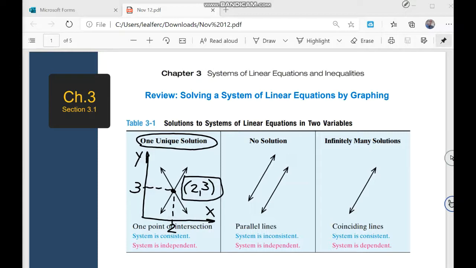There's another possible situation, another case, where you're going to have parallel lines. If the lines are parallel, they have the same slope. They don't touch each other. They're not going to cross in one point. Parallel lines run side by side all the way to infinity. That means they're going to have no solution.